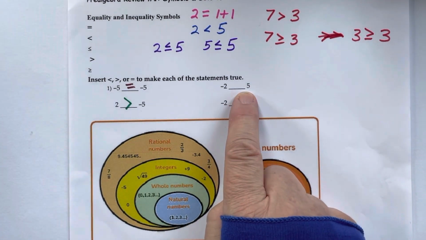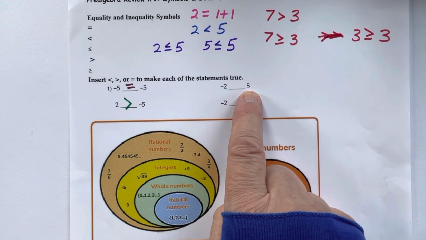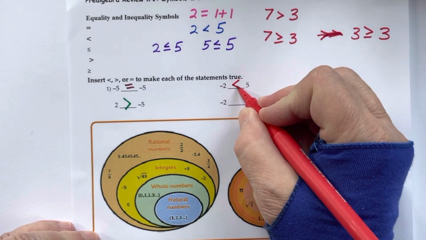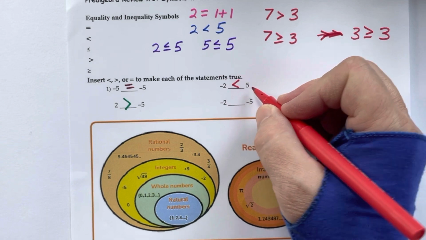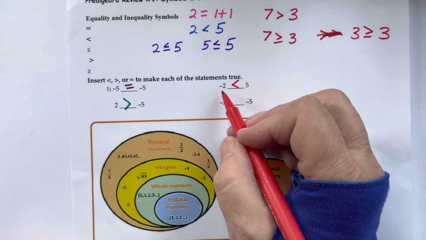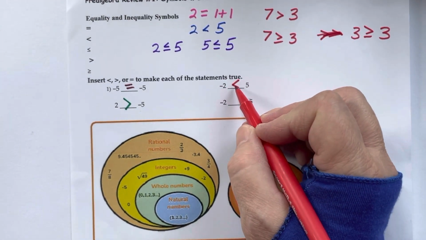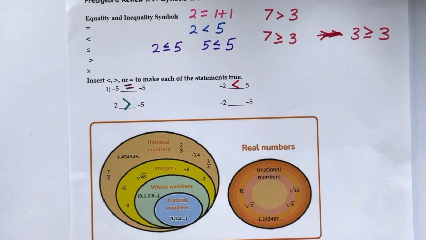Okay, looking at these numbers, the positive numbers over here and the positive numbers are larger. So I put the larger end of the inequality opening to the larger number. And then I read it from left to right. -2 is less than 5.